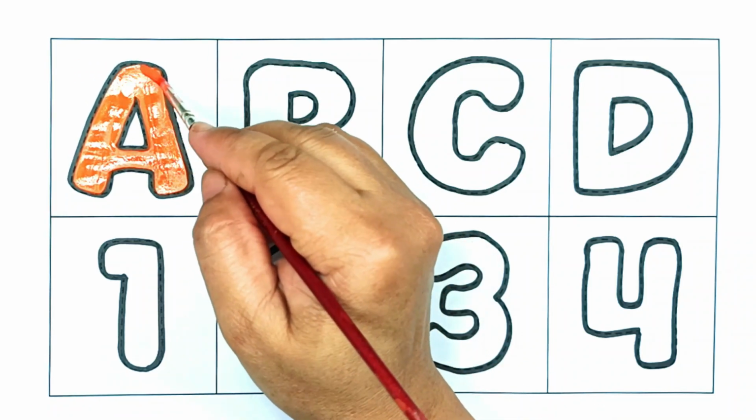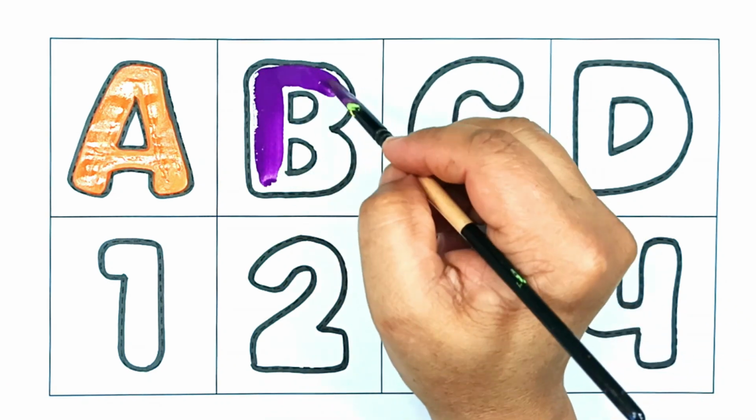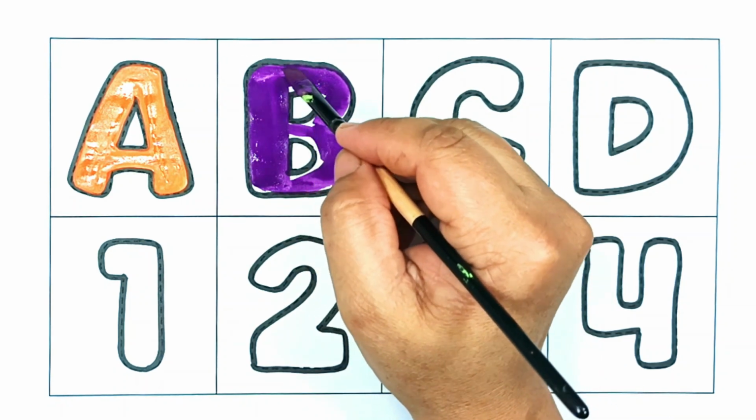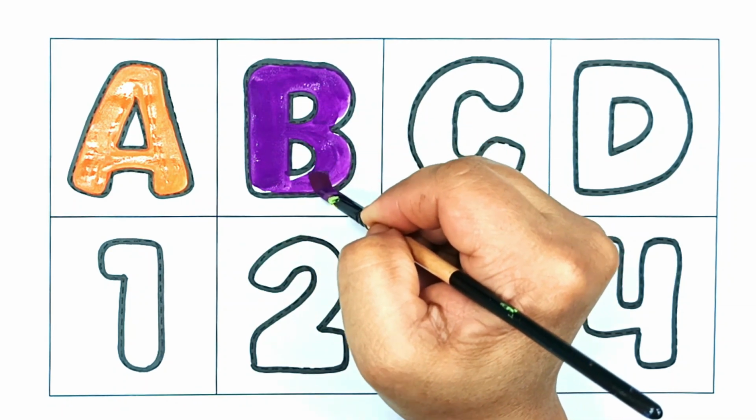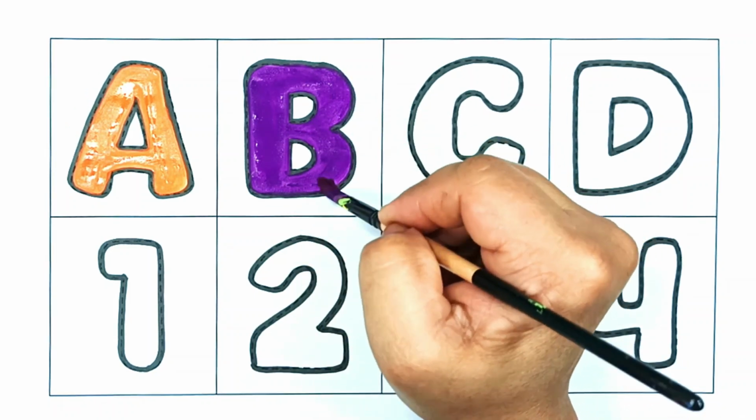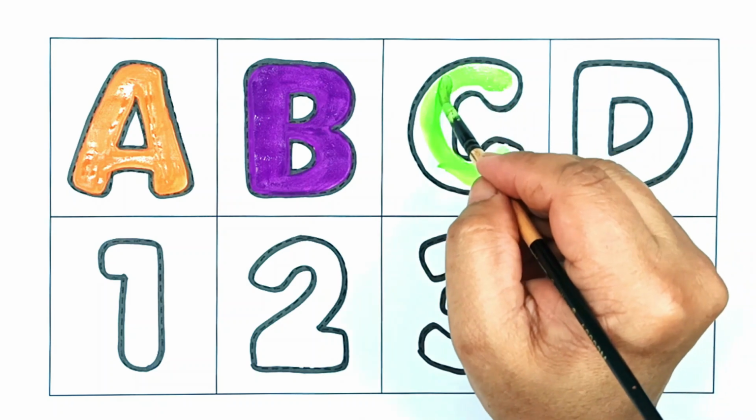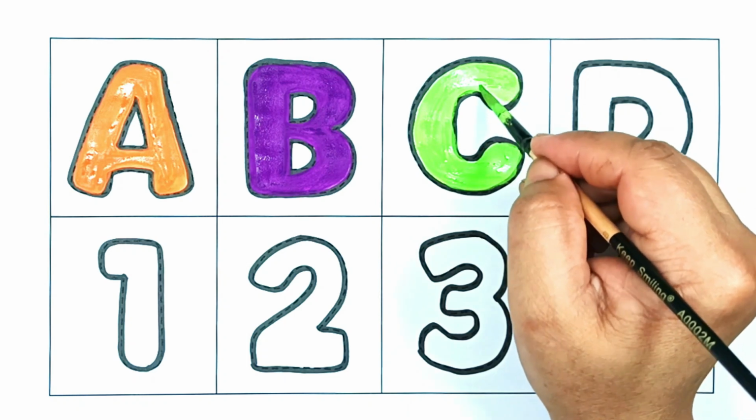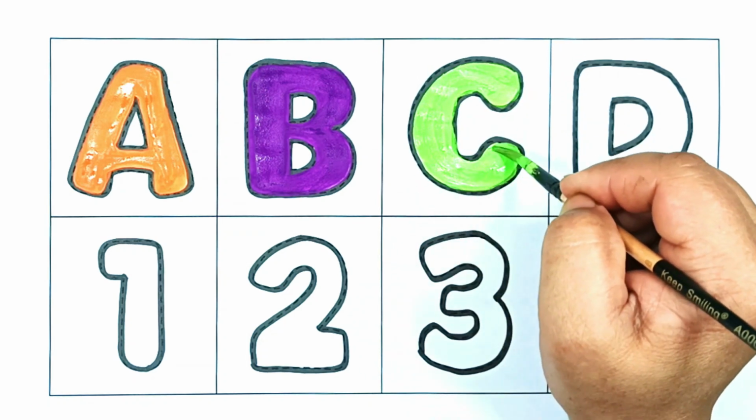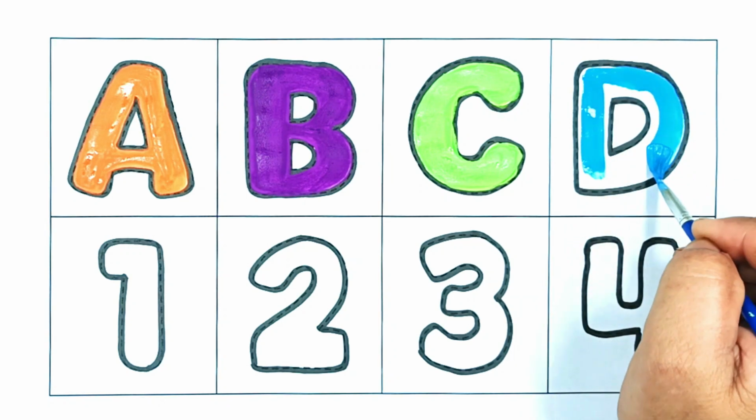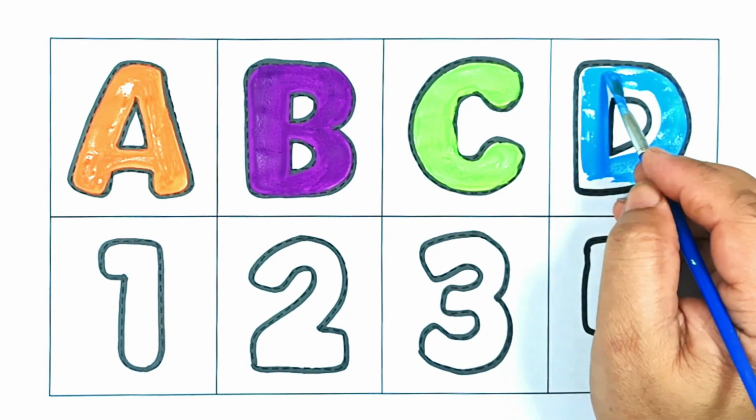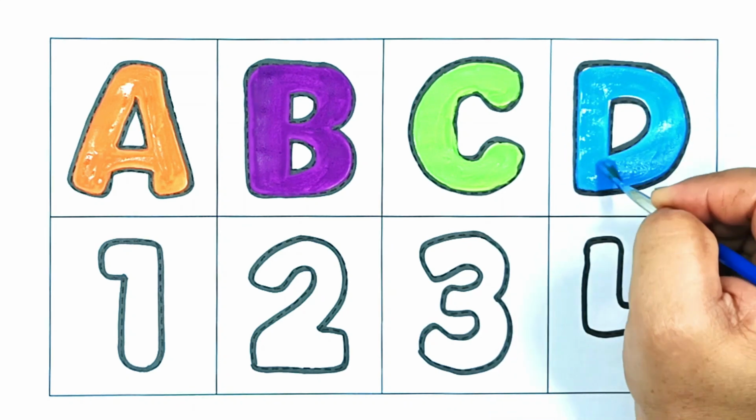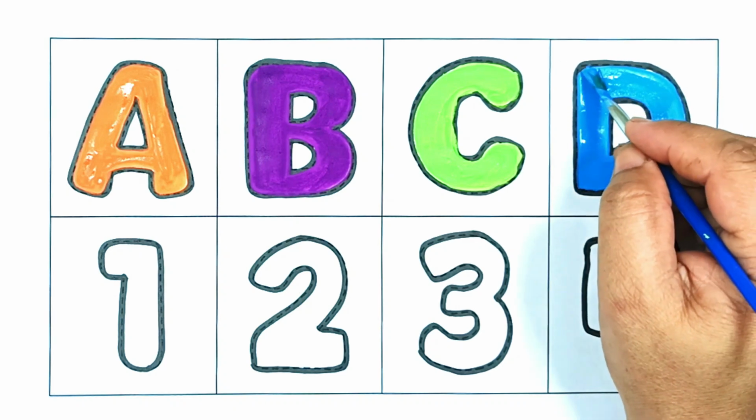A for apple. A for apple. B for ball. B for ball. C for cat. C for cat. D for doll. D for doll.